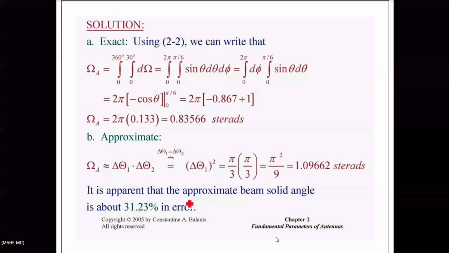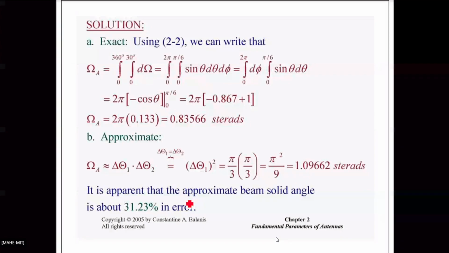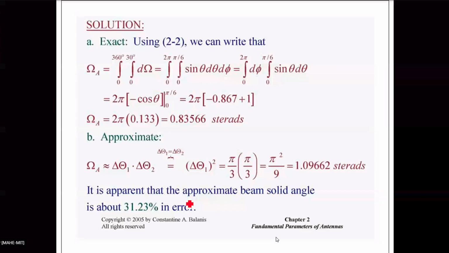Hello? Yes, sir. Please go through this slide. I will not explain, I have already explained. So elemental solid angle and solid angle, you know. When there is a spherical cap, you will get a solid angle.